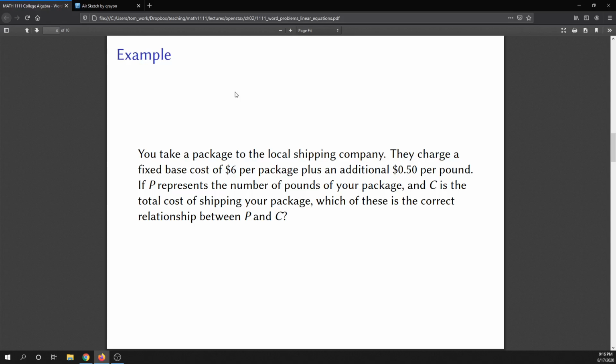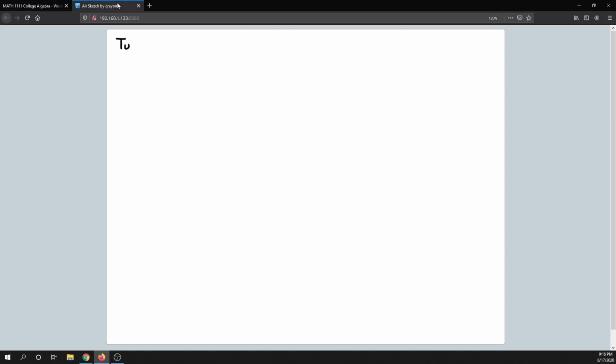Okay, next problem says you take a package to the local shipping company. They charge a fixed base cost of $6 per package plus an additional 50 cents per pound. If P represents the total number of pounds of your package and C is the total cost of shipping your package, which of these is the correct relationship between P and C? So again, this goes back to total cost is equal to the variable cost plus the fixed cost.